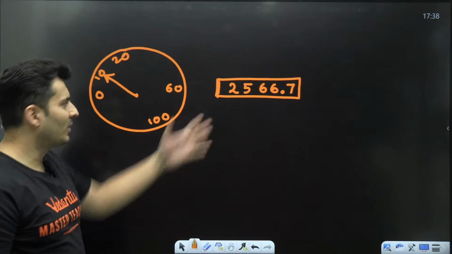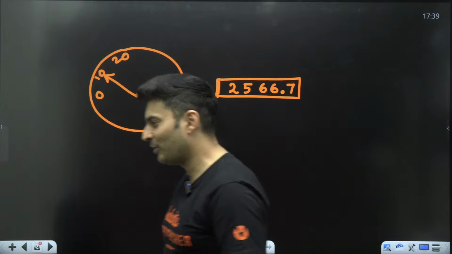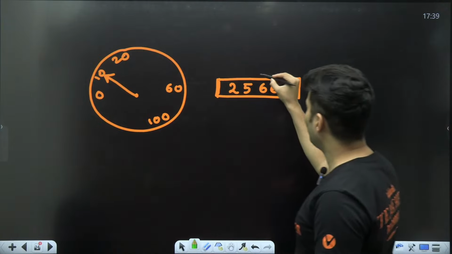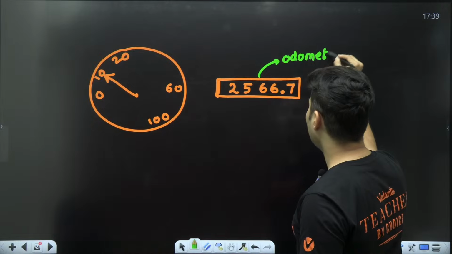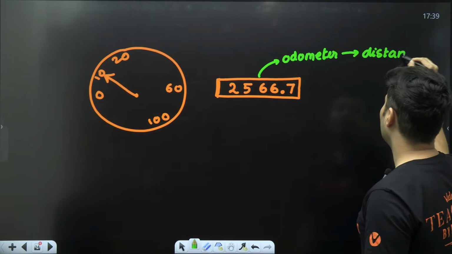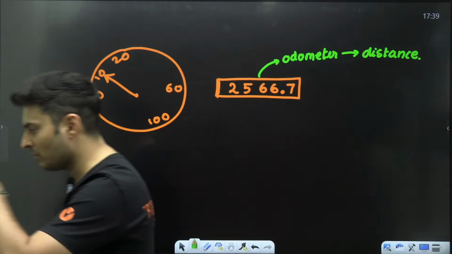What is this and what is this? What does this show? Come on, guys, think about it and tell me. So this one over here is called the odometer. This is your odometer. And what does this show? It shows you the distance which you have traveled since the time you bought your car.